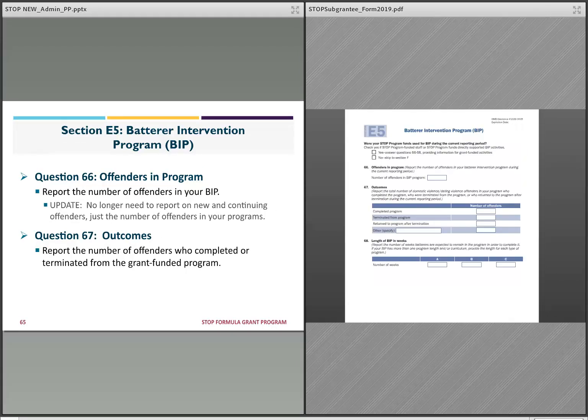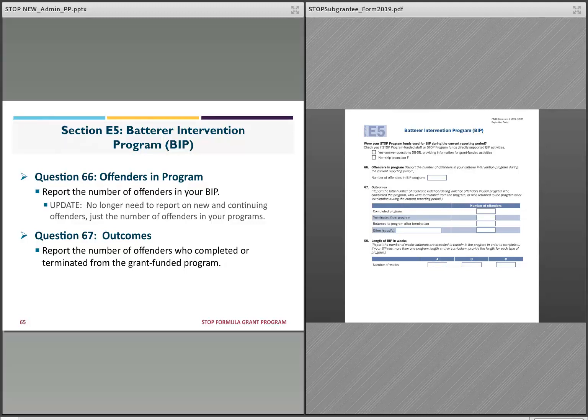In section E5, Batterer Intervention Program, subgrantees should only be reporting in this section if STOP grant funding directly supported BIP activities. Question 66 asks for the total number of offenders in the subgrantee's BIP program, and subgrantees no longer need to separately report new and continuing offenders, just the total.